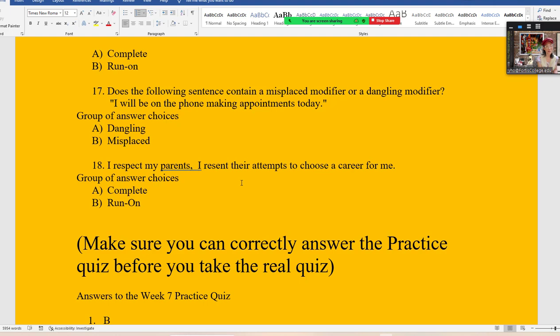I respect my parents. I resent their attempts to choose a career for me. Is that a complete sentence or a run-on? I think it's a complete sentence. No? Oh, it's a run-on, yeah, because it's got a comma. It's actually a comma splice. So you need to put a period there.